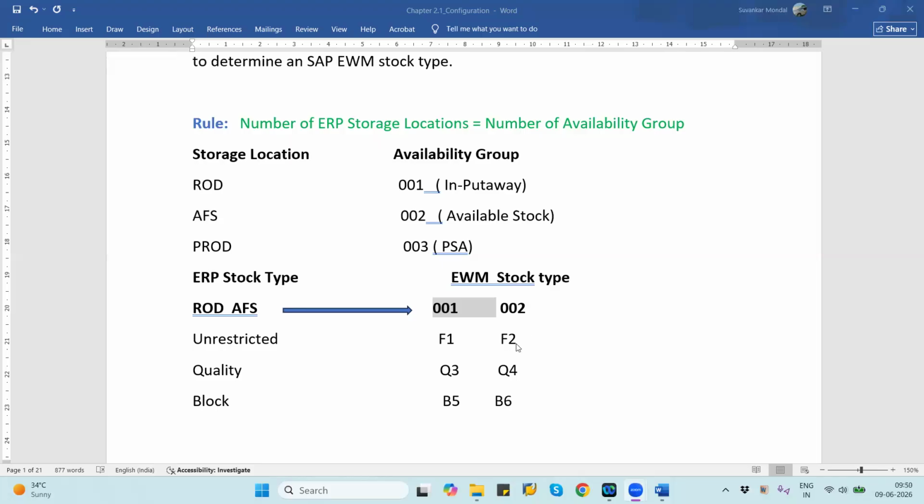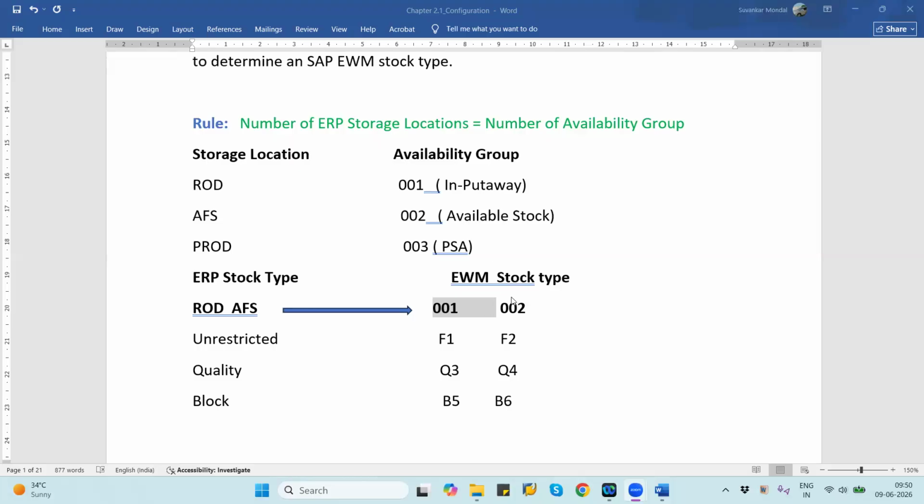changed to F2. Okay. So if I have two storage locations and three stock types, then how many combinations are there? 2 into 3, total 6, right? 2 storage locations and 3 stock types: unrestricted, quality, block. So for that, we have 6 identifiers: F1, F2, Q3, Q4, B5, B6. So this is the stock type in EWM.